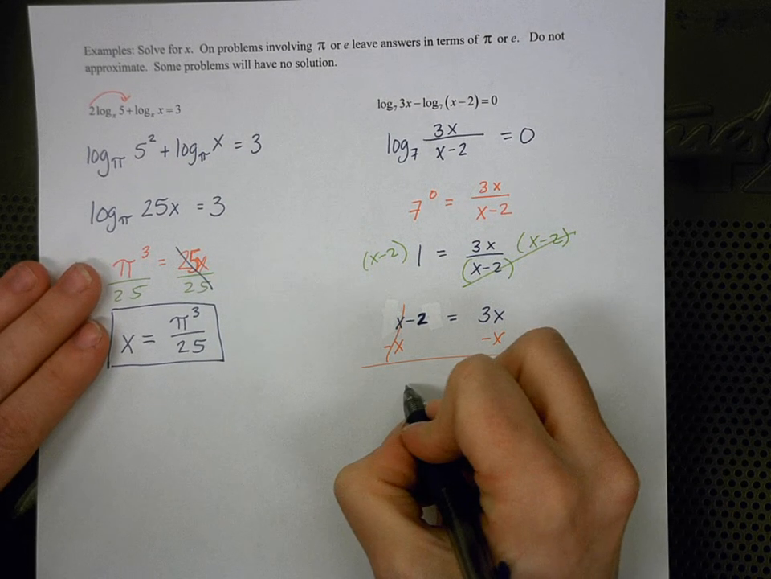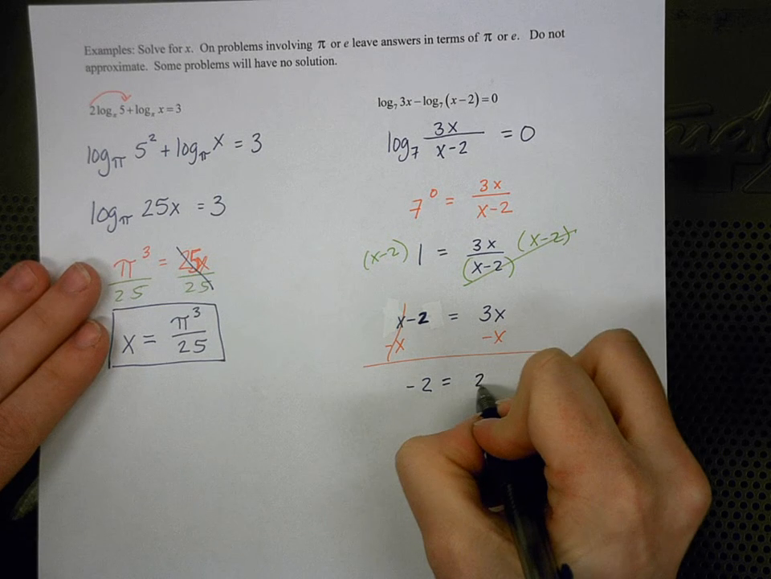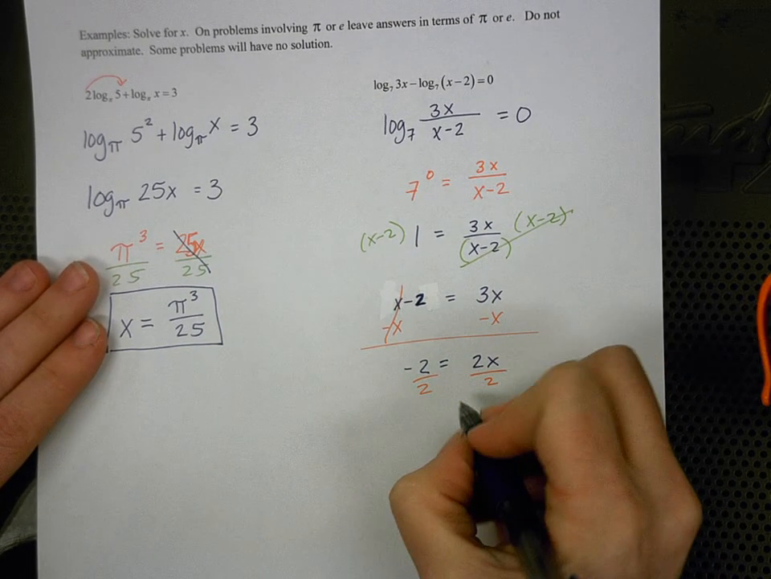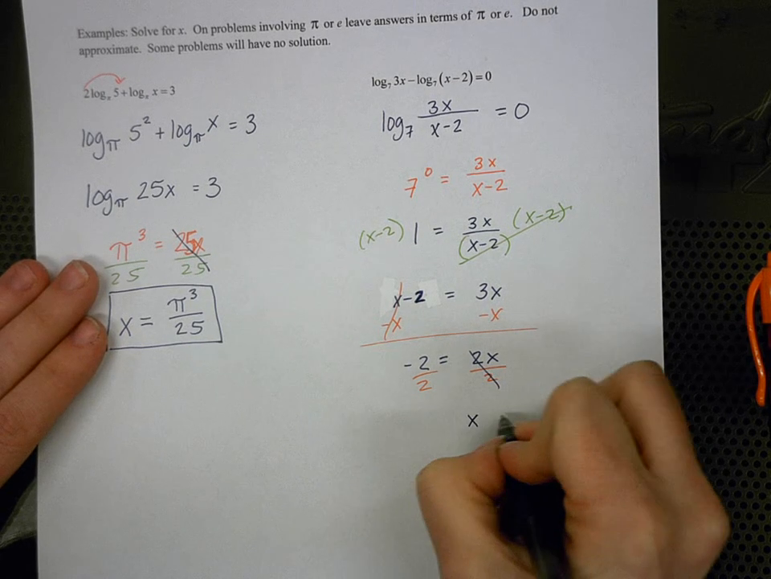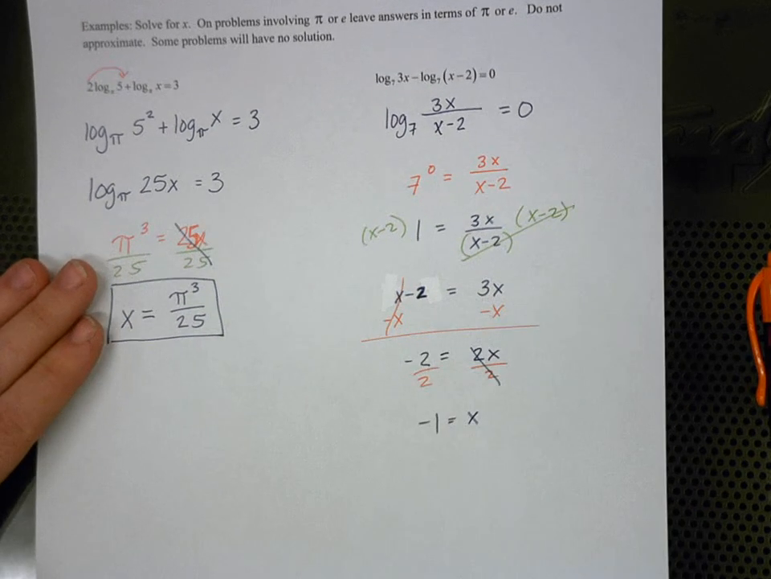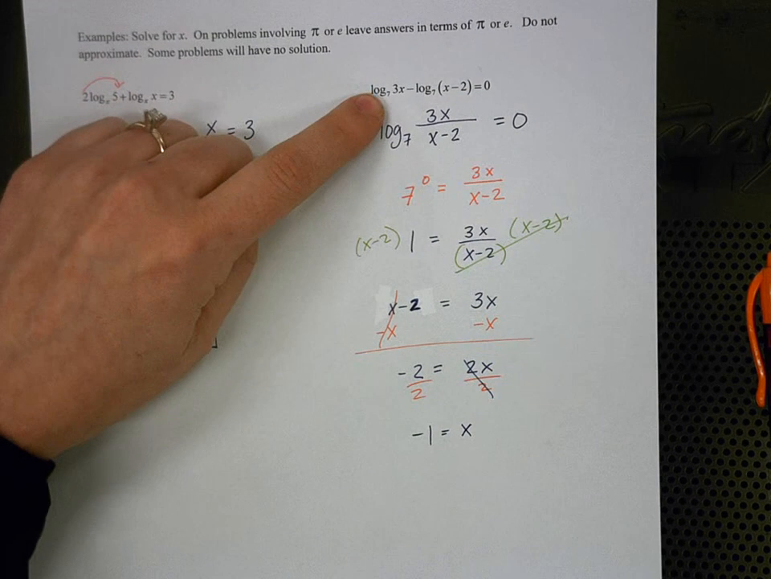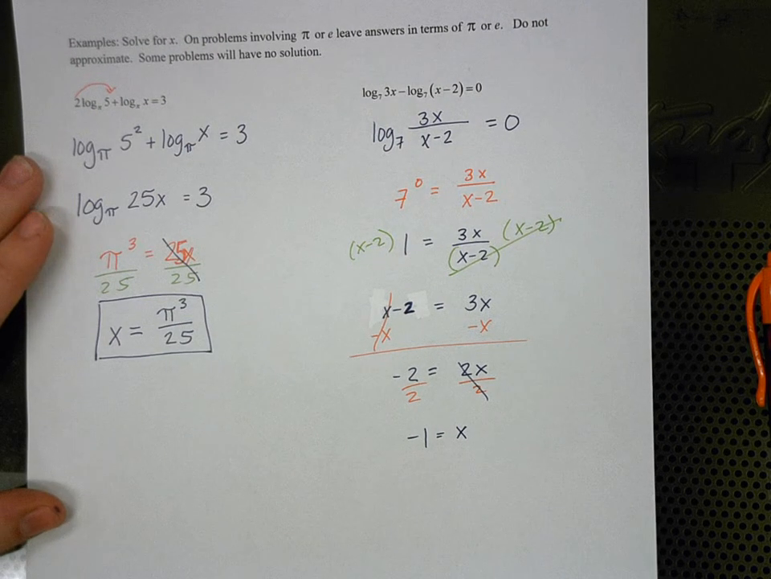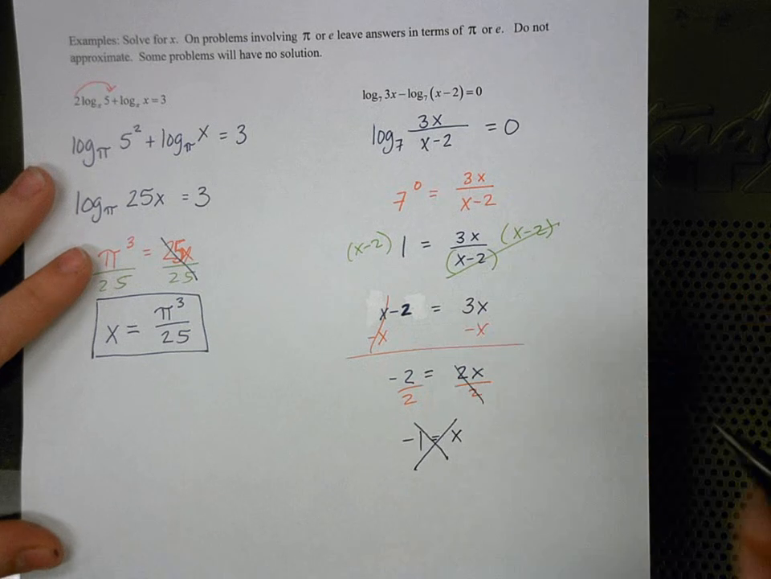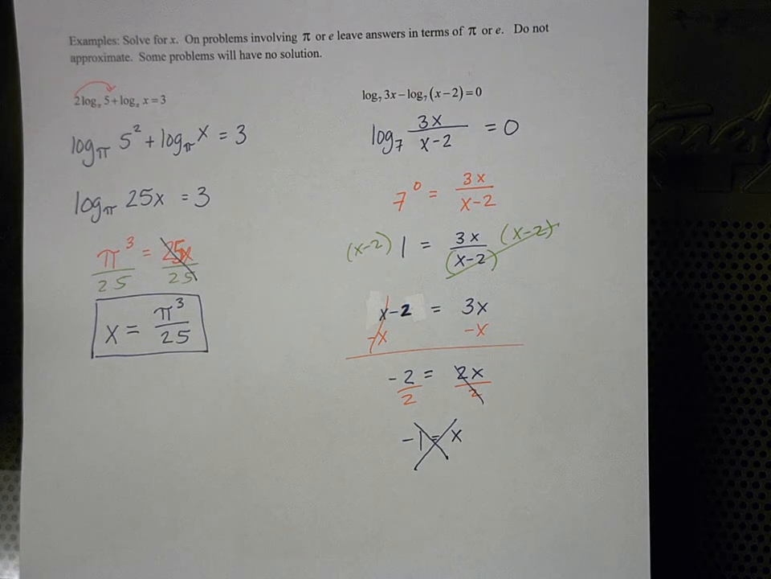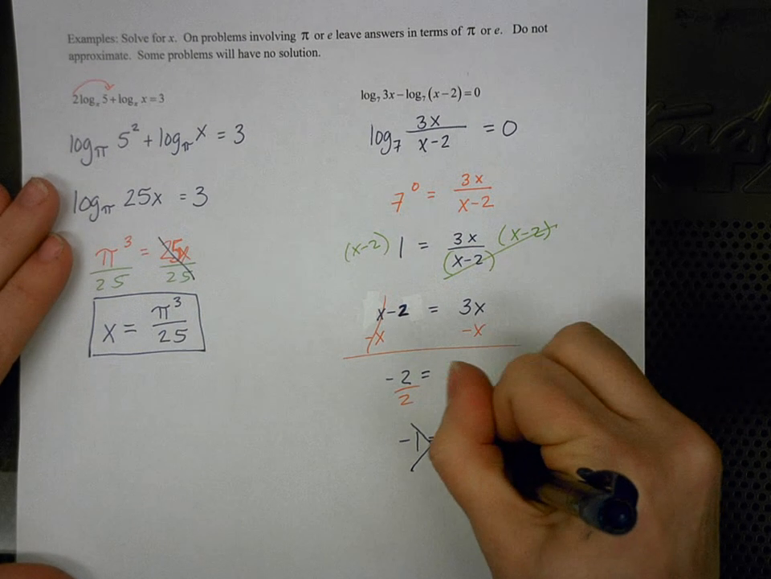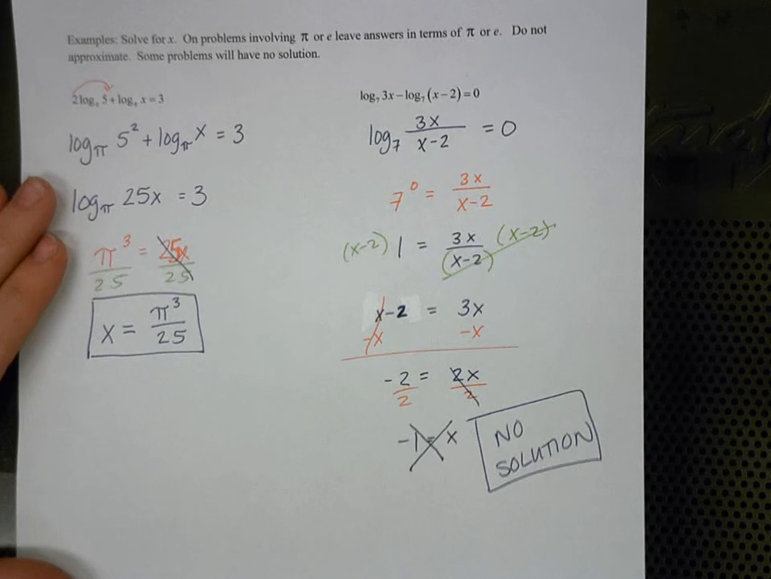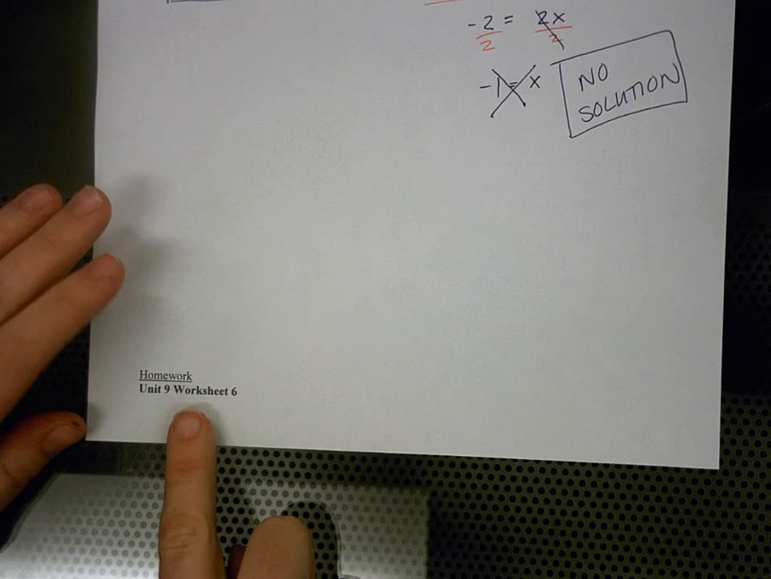Negative 2 equals 2x. Divide by 2. x equals negative 1. Let's look up here. Can x equal a negative number? Negative 1 times 3 will give you negative 3. We cannot have a negative there. So we have no other answers. What's our answer? No solution. All right, you're working on Unit 9, Worksheet 6.